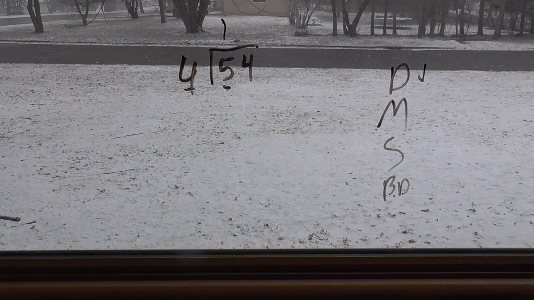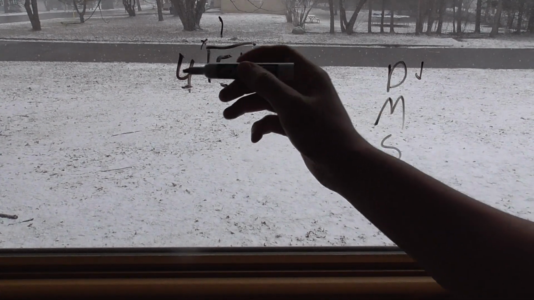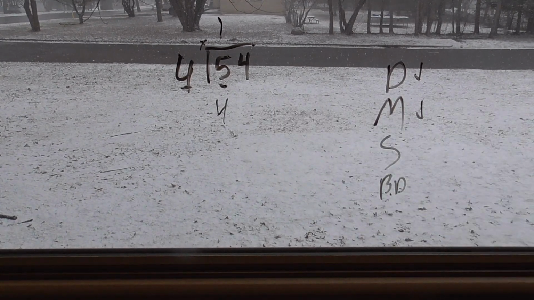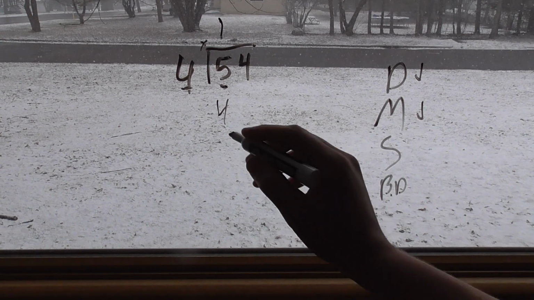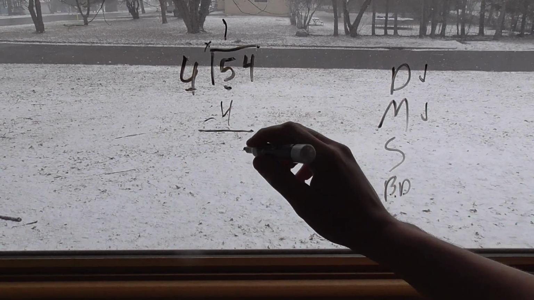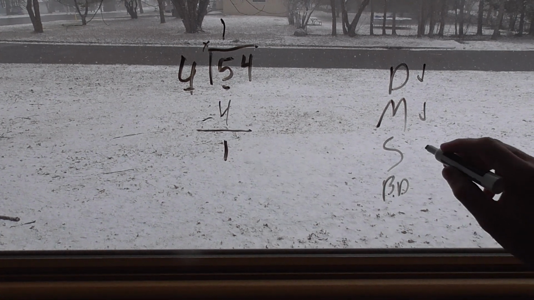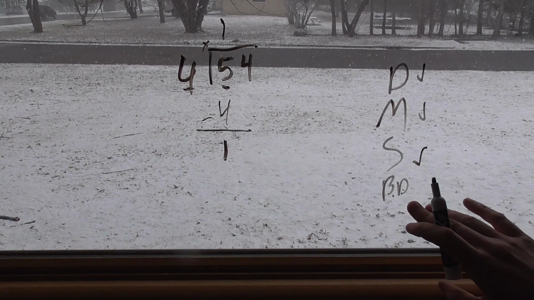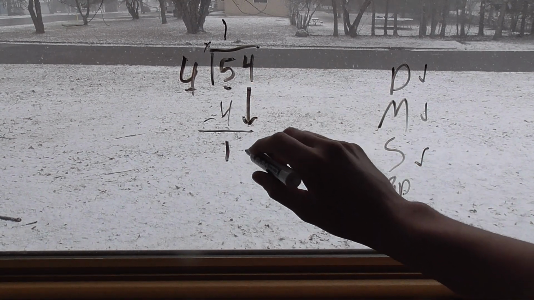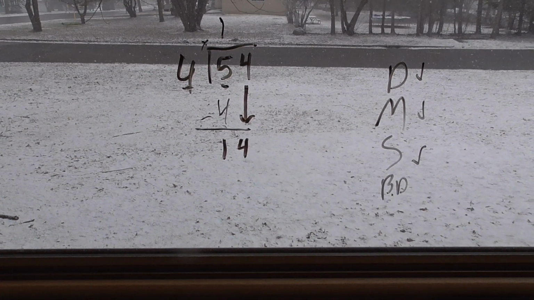I divided. Check. Next, I like to put a little multiplication symbol right there. 1 times 4 is 4. I multiplied. Now, the S stands for subtract. I'm going to subtract. 5 minus 4 is 1. Am I done? Nope, I have BD, bring down. So I'm going to take my 4, bring it down, add it to my 1, making 14.